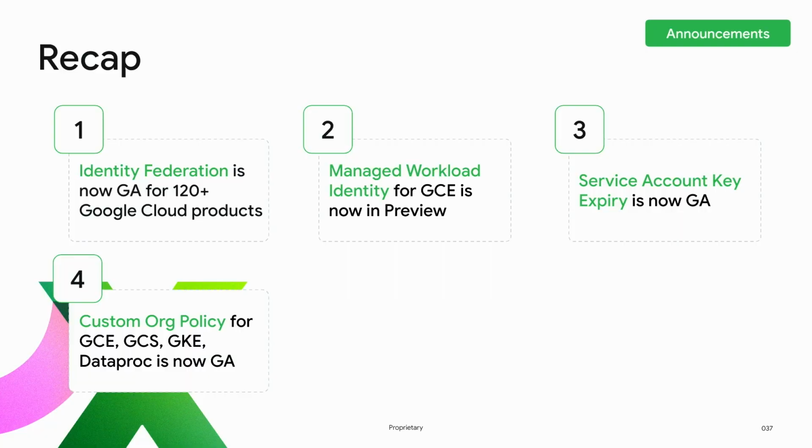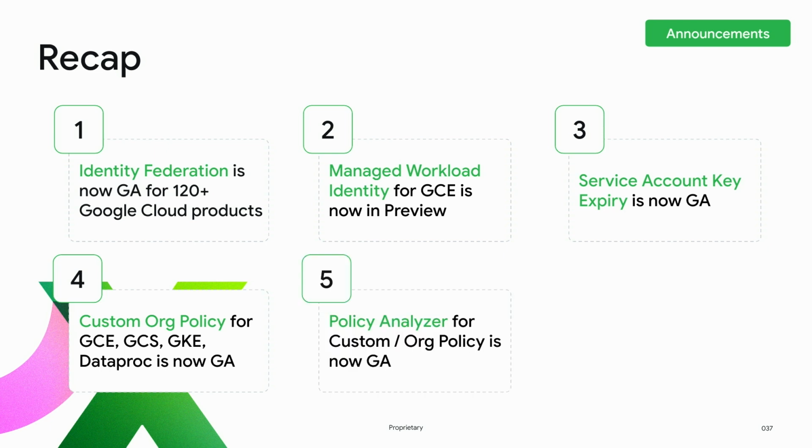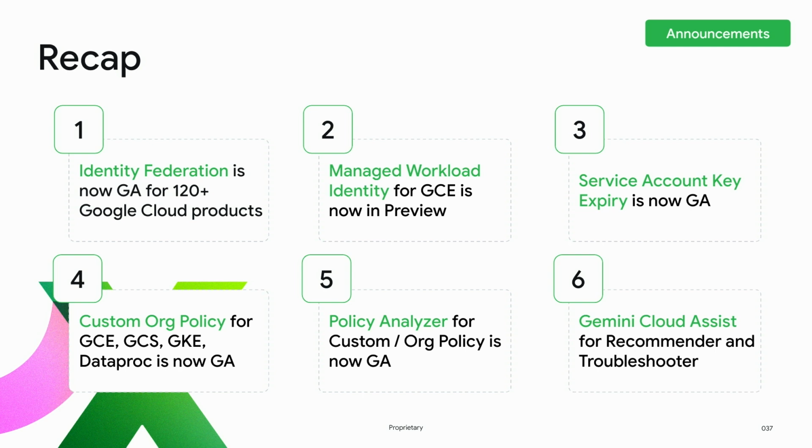Custom org policy for GCE, GKE, GCS, and DataProc is now generally available, and this will dramatically expand coverage this year for all of the Google Cloud products. Policy Analyzer, because you want to analyze policy changes before committing them, is now generally available for custom and org policy. Gemini Cloud Assist for recommender and troubleshooter hitting preview and trusted tester respectively.